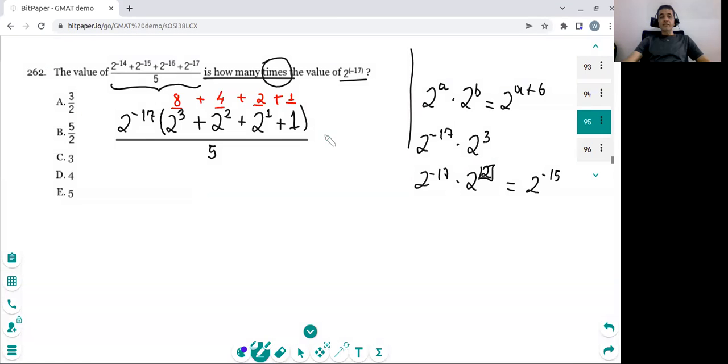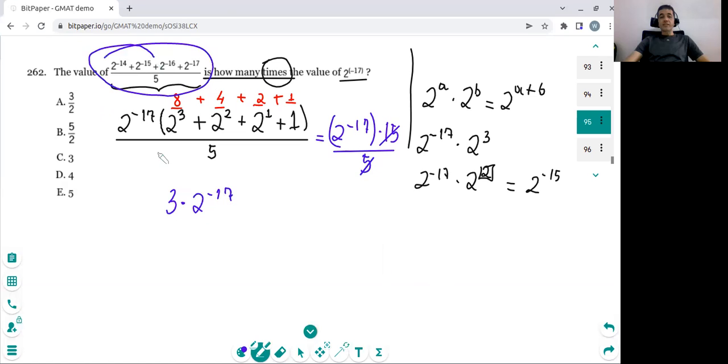Let me just continue from here. So that will be 2 to the power of negative 17 times 15. Let me put a bracket here to separate this. Times 15 divided by 5. 15 and 5 cancel each other, so we have 3 times 2 to the power of negative 17. So this whole expression is 3 times 2 to the power of negative 17. So the answer is letter C. That expression is 3 times bigger than 2 to the power of negative 17.